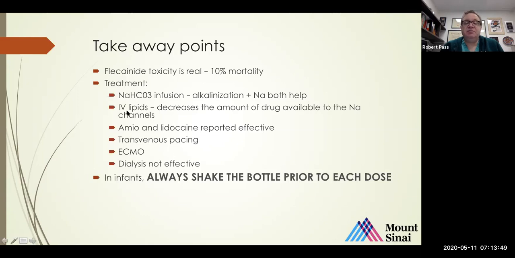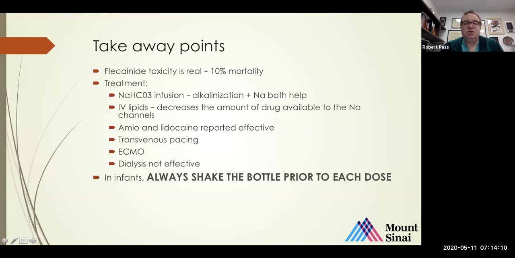It's hard to get lipids, though, on the fly. We were able, actually, in our experience, to take the lipids of another patient that had not yet been used to treat. Amio and lidocaine have been reported to be effective for flecainide toxicity. Not sure I would do either of them. I've never personally done that. Transvenous pacing is a possibility.